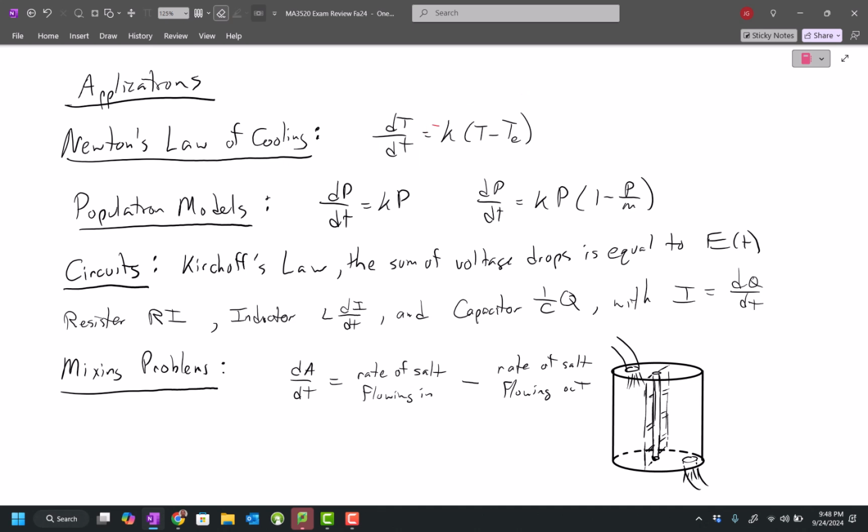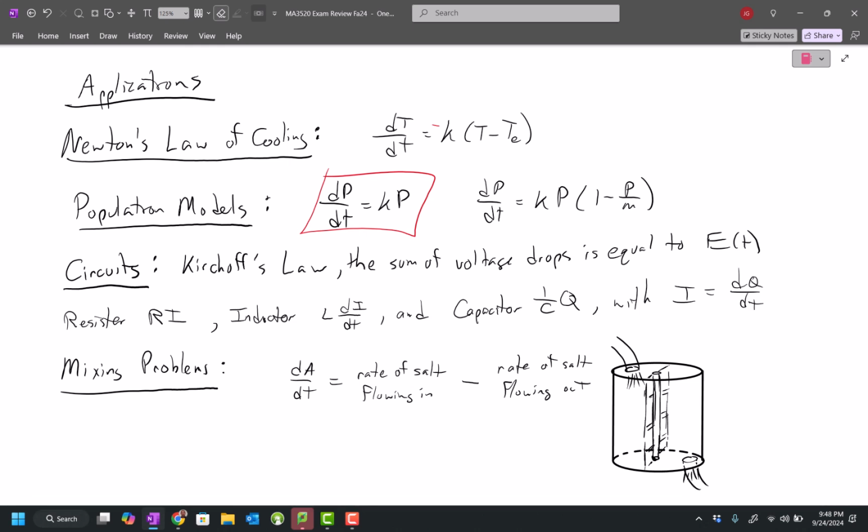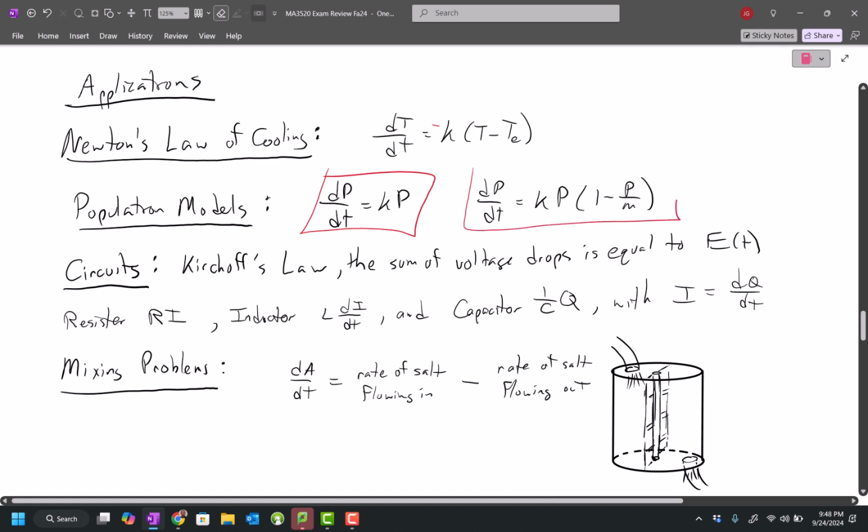Then we also looked at population models. We saw that there were different models that we could use to model populations. Exponential growth was a perfectly reasonable population model when there were no constraints to the environment. However, the logistic model also accounted for some sort of carrying capacity of the system. Written in this form, the value of m here was the carrying capacity.